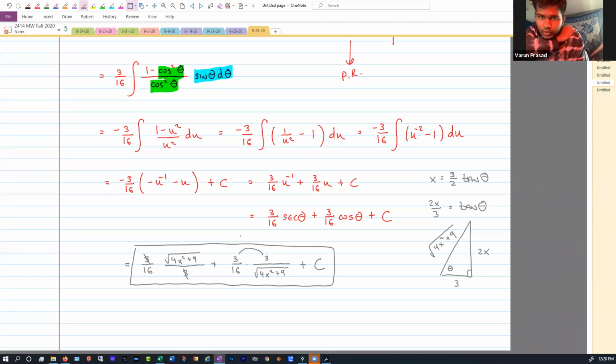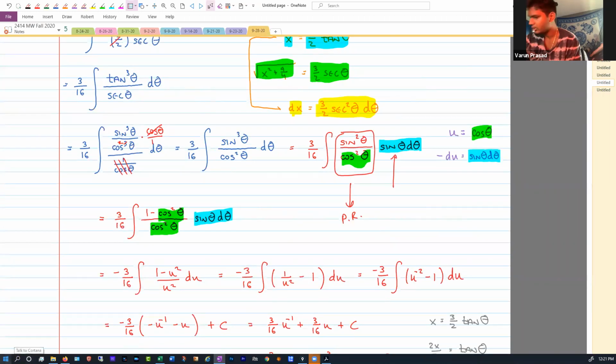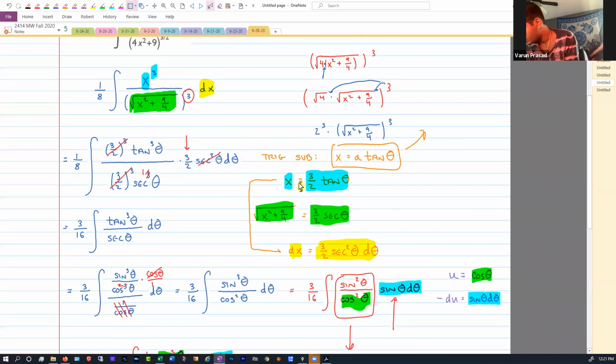I had a quick question about this problem. Back earlier when we did the trig sub where we did x equals 3/2 tangent theta, I was a little bit confused about how we got dx equals 3/2 secant squared theta. Like I know you did square root of x squared plus 9 over 4 equals 3/2 secant theta. Were you doing like tangent squared equals 1 minus secant squared to figure that out? For the green or the yellow?